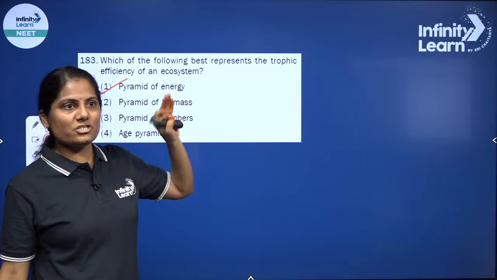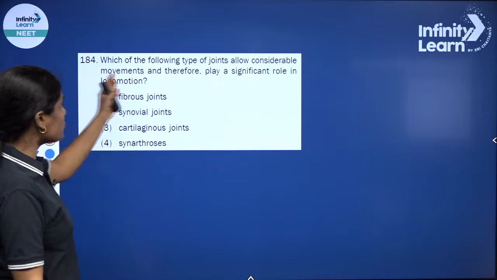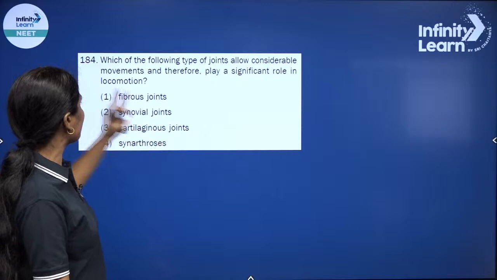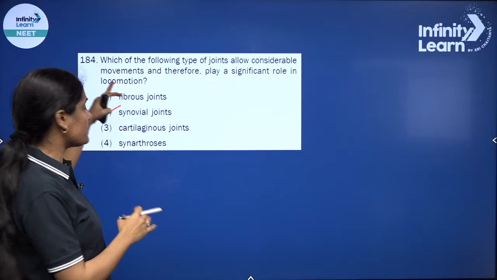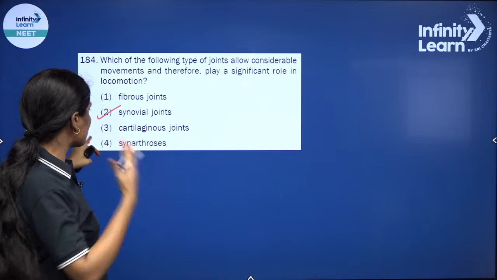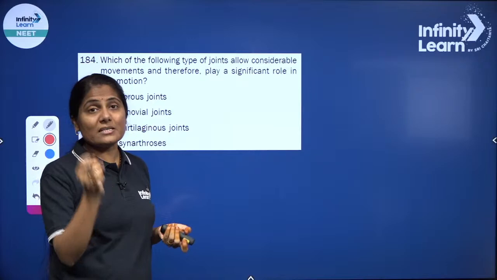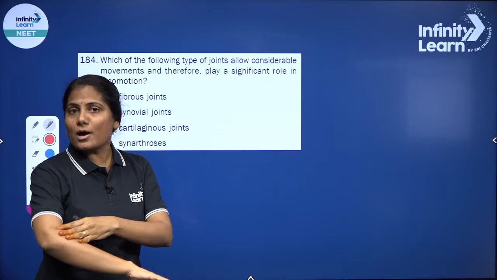Excellent, kiddos. Which of the following types of joints allow considerable movements and therefore play a significant role in locomotion? Synovial joints. You know, synovial joints are the ones which are helping with the movement the greatest. Fibrous doesn't allow any kind of movement, like in between your cranial plates forming those sutures. Cartilaginous joints and synarthrosis, very slight movement. It's the synovial joints, whether we're talking about your ball and socket or the elbow joints, all these are the synovial joints.